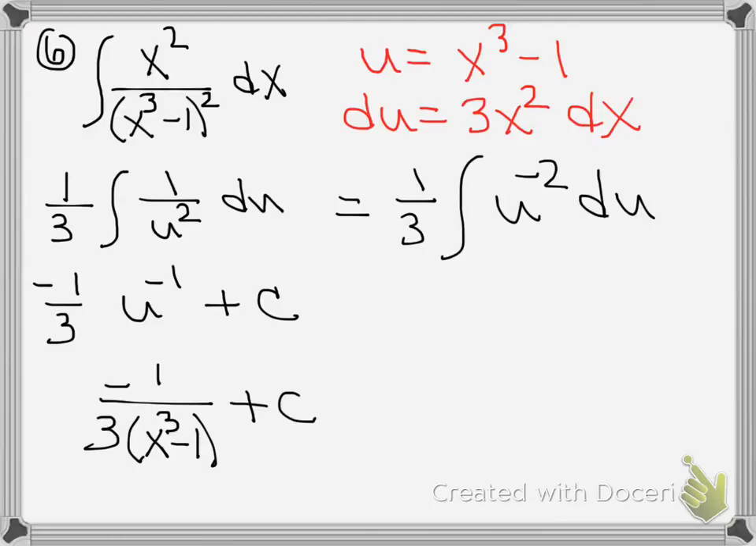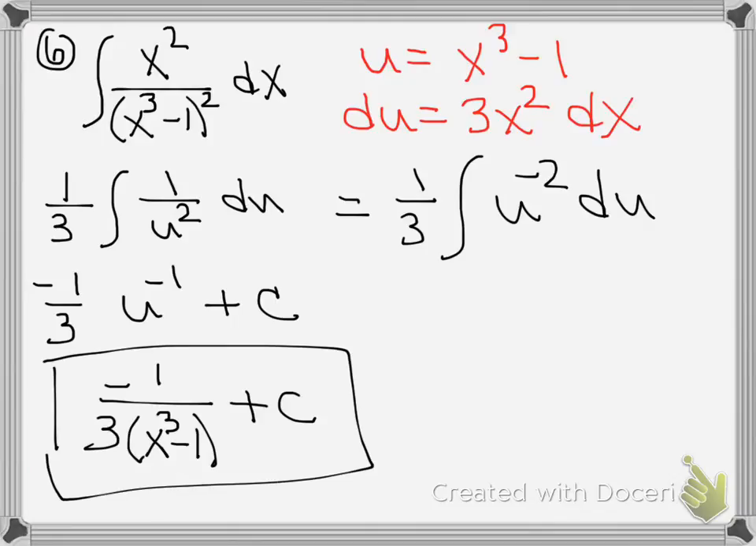Now you could have replaced the u and still left it as a negative exponent. That's fine. You are not required to simplify unless the directions tell you to. So just remember that you can leave it as the negative exponent. That's totally okay. All right, one more together.